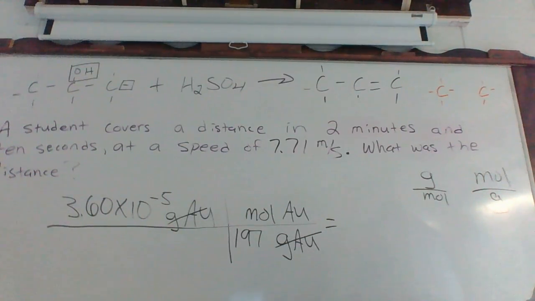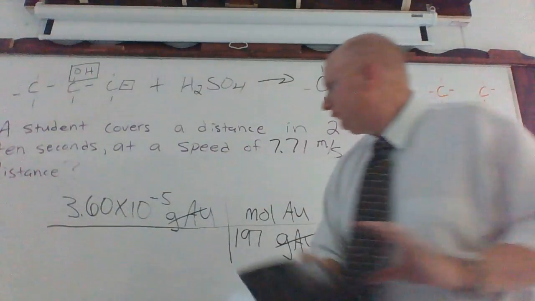On page 87, practice problems 1, 2, or 3. Number 1 says, what is the mass in grams of 7.5 times 10 to the 15th atoms of nickel? So there you see that term, atoms or molecules. That tells you you will be using what number? Avogadro's number.